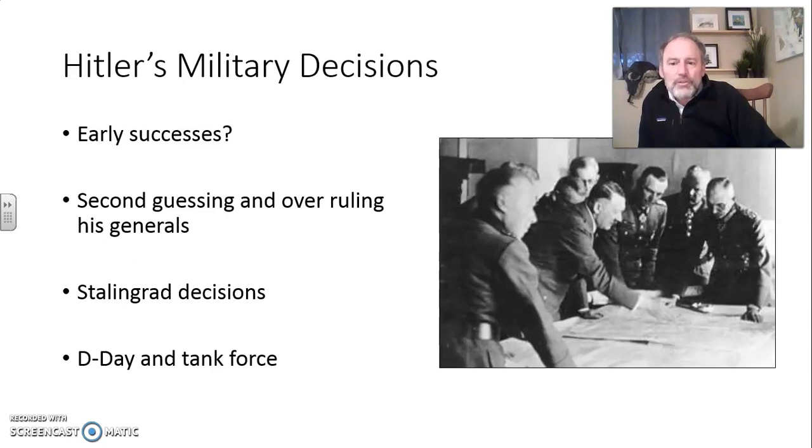There were the disastrous Stalingrad decisions, and also the changes when, rather than focusing and going into Moscow during Operation Barbarossa, he diverted forces north and south, which slowed down that attack. And then we can even see this characterized on D-Day, when the tank reserve could only be released if Hitler were contacted. And on the day of D-Day, they weren't able to get in touch with him until later in the day.